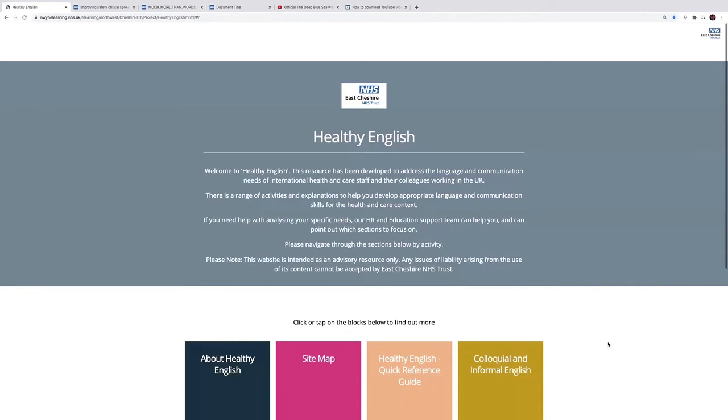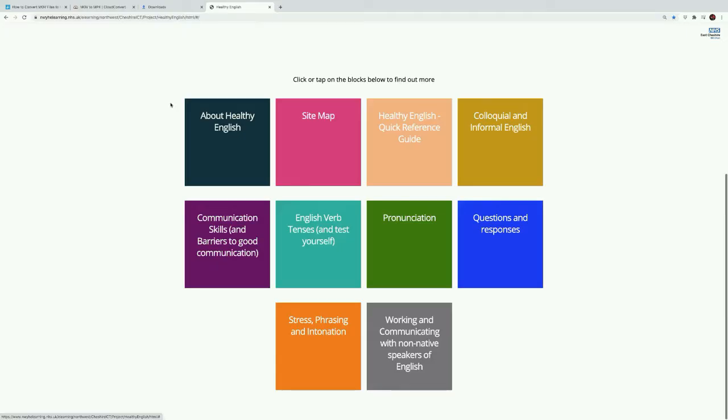Let's look at the content now of the site and how to navigate around it. On the home page, there are 10 buttons indicating the content of the site. About Healthy English, a sitemap, Healthy English, a quick reference guide, colloquial and informal English, communication skills and barriers to good communication, the English verb tenses, pronunciation, questions and responses, stress, phrasing and intonation, and working and communicating with non-native speakers of English.